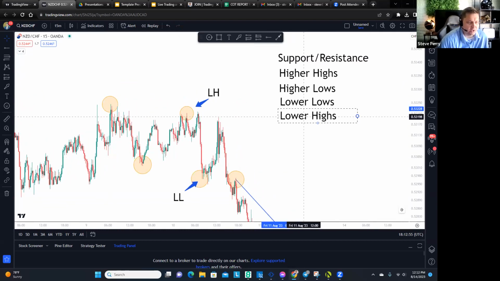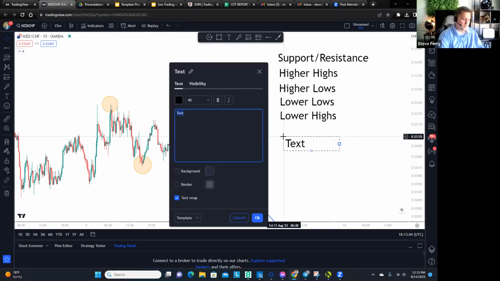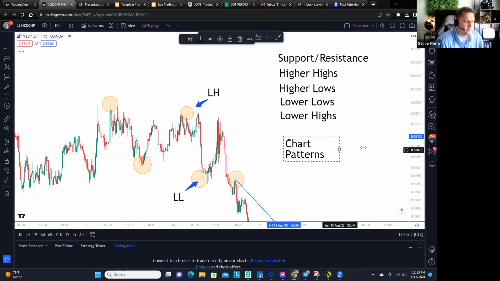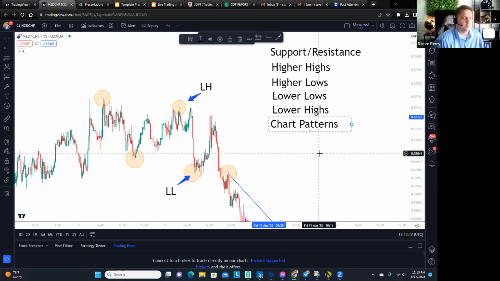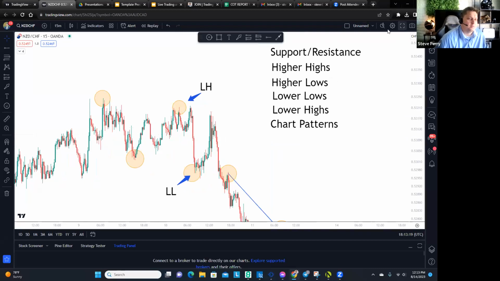What are some other price action concepts? You guys name them out in the chat box if you know of some price action concepts. You have chart patterns. There's a lot of different types of chart patterns. Actually, let's write some of these examples out.